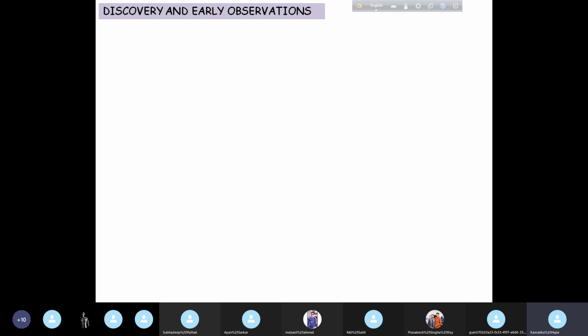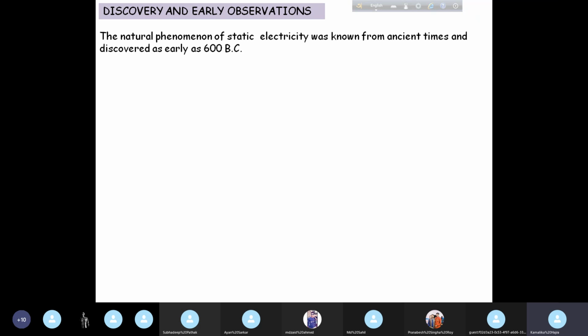Now this is a pretty old phenomenon that has been observed by humans. Okay, so this is the natural phenomenon that is static electricity. It was known from ancient times, okay, and discovered, as you can see, as early as 600 BC. So it is a very old phenomenon, one of the earliest natural phenomena that humans observed and started to study. All right.